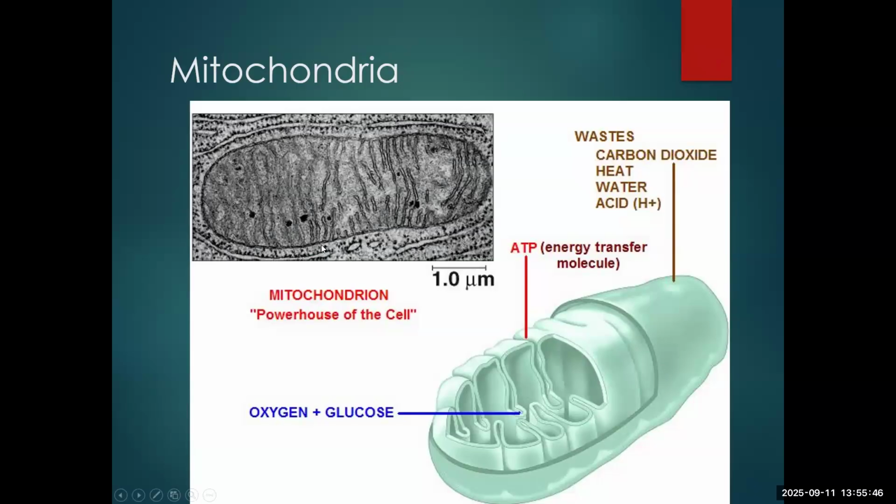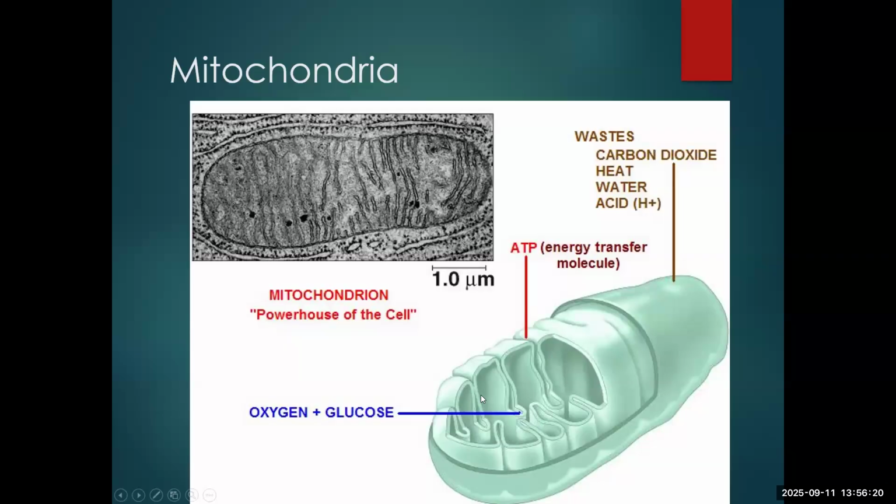This is an electron microscope picture of a mitochondrion. Mitochondrion is singular, mitochondria is plural. So this is the plasma membrane right here, or the inner membrane of the mitochondria, and this is the outer membrane. So this artist depiction is the inner membrane. The inner membrane has a lot of infoldings, which are called cristae.